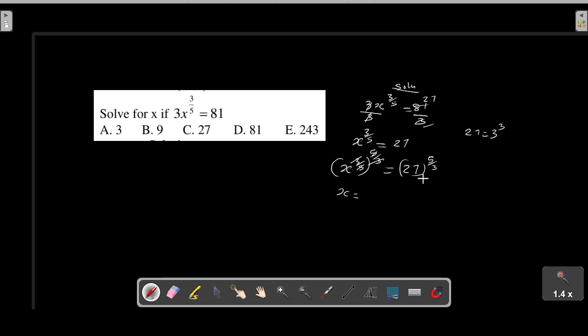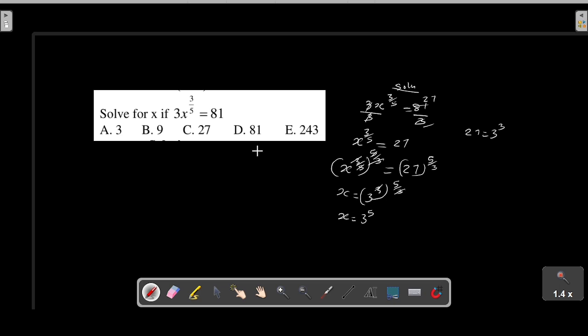So 27 is equal to this, so we have 3 raised to the power of 3, also raised to the power of 5 over 3. Now, if you open the bracket, this cancels, we cancel this. So it means our s now is equal to 3 raised to the power of 5, because it remains only 5 here, and this 3 cancels the 3 here.